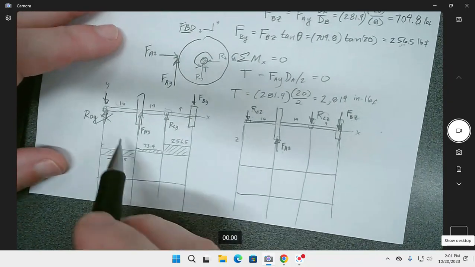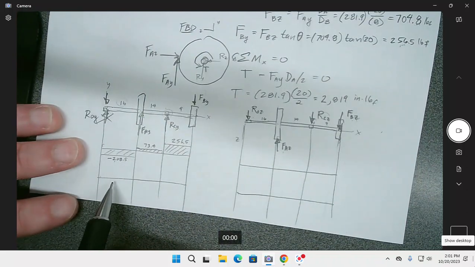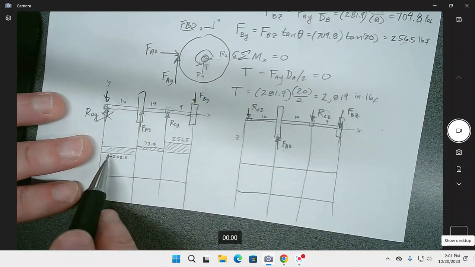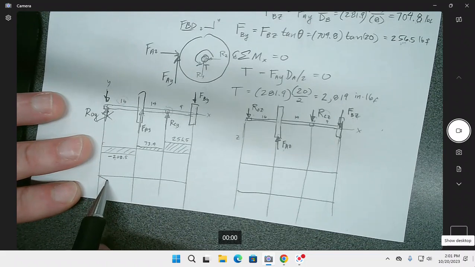All right, and now let's go ahead and do this. I don't have my straight edge with me. But this is negative, therefore it's going to be going downwards.